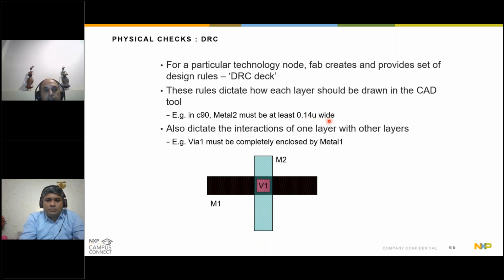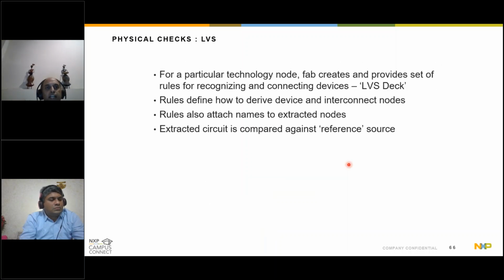So if there is any metal which is less than 0.14 micron, then the EDA tools will capture this as an error, and you would need to correct it. Otherwise foundry will not accept this data. So similarly, there are many other rules which are associated with one layer or interaction of multiple layers, which will define the overall DRCs. So last one is LVS.